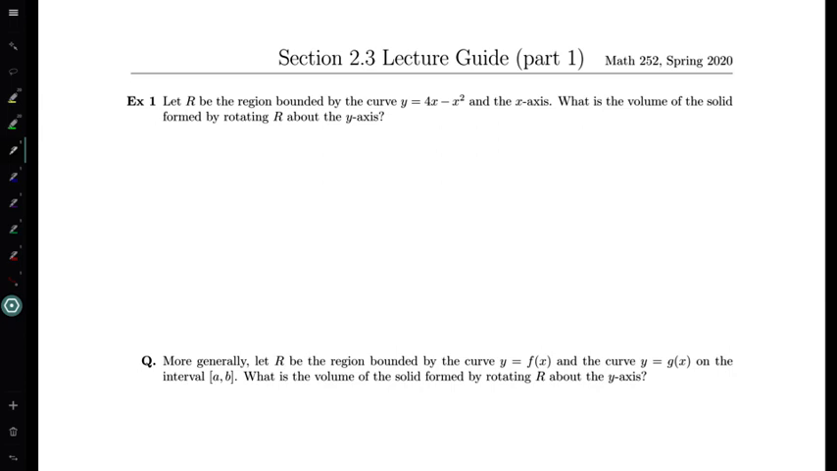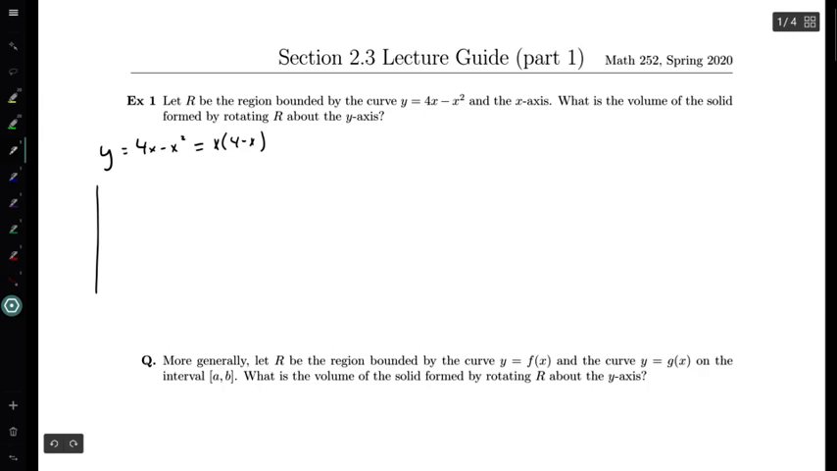We had better think about what this curve looks like, 4x minus x squared. We know that it's going to be a downward-facing parabola, because we have a negative x squared there, and no higher powers of x. And we also know that this factors as x times 4 minus x. So it's a downward-facing parabola, which has an x-intercept at the origin, and has an x-intercept at x equals 4. So our curve looks something like this.